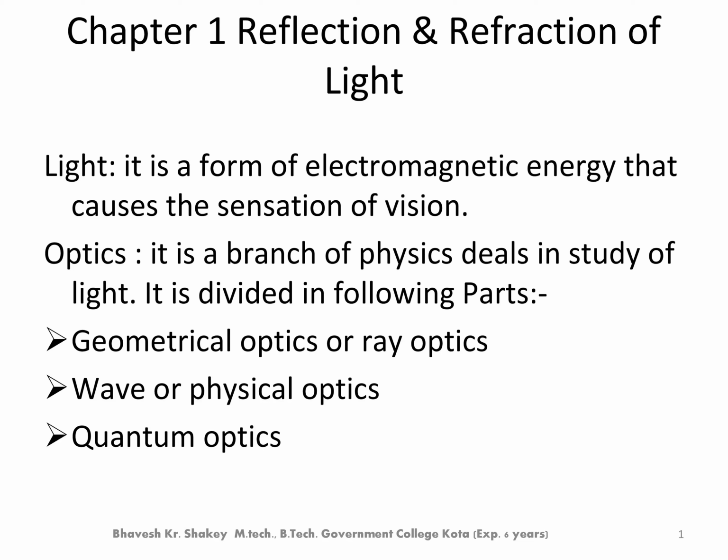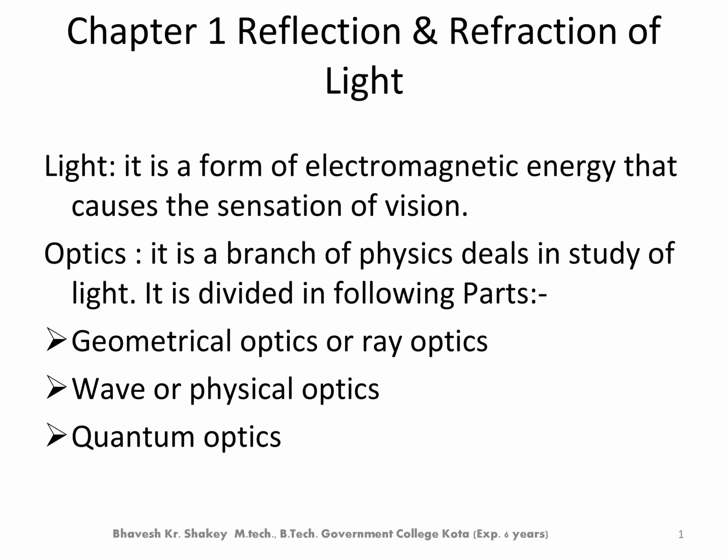Now optics is divided into three parts. One is called geometrical optics or ray optics. In this we consider that light has a particle form. By considering that light is in a particle form, it requires a medium to travel. We can explain the phenomena of reflection and refraction by considering this theory.